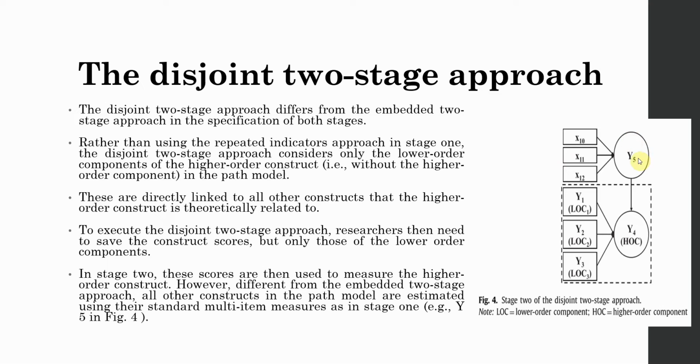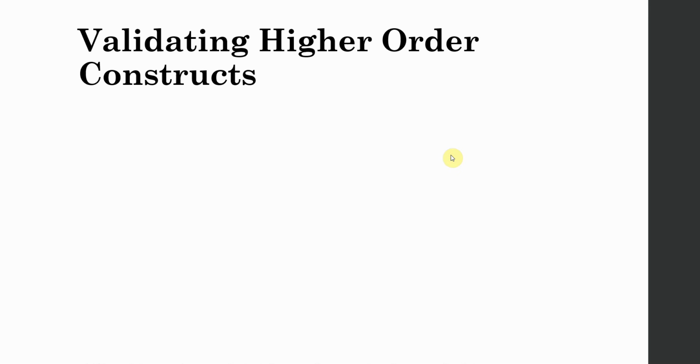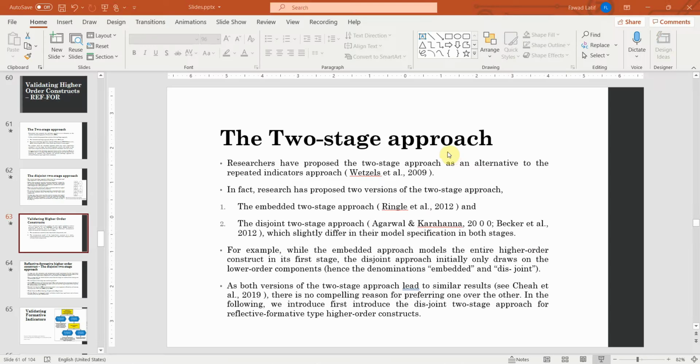That is, for example, Y5 here has 3 indicators. So in stage 2, this will serve as is. We are not going to measure Y5 based on its latent variable score. Rather, we are going to use its indicators. This is how it differs from your embedded two-stage approach. Now, how to do this? Let's have a look.